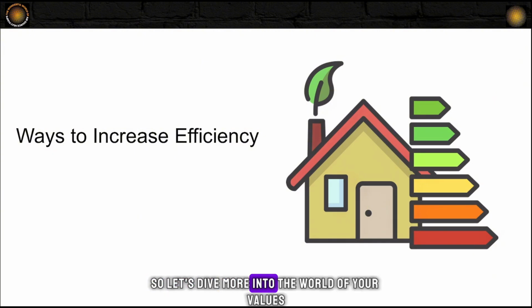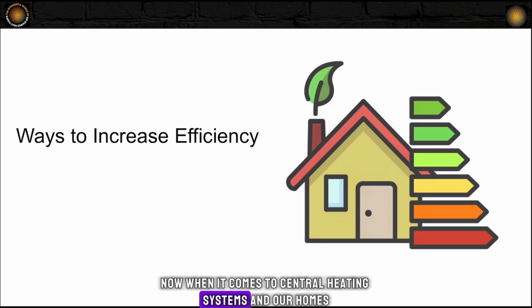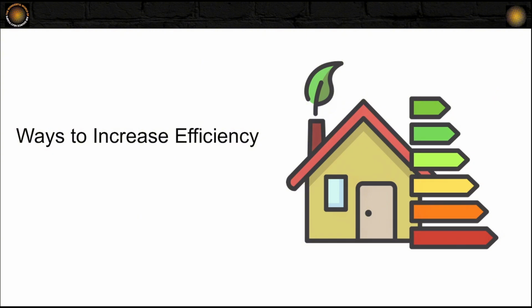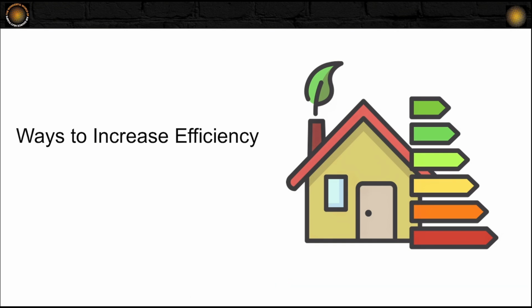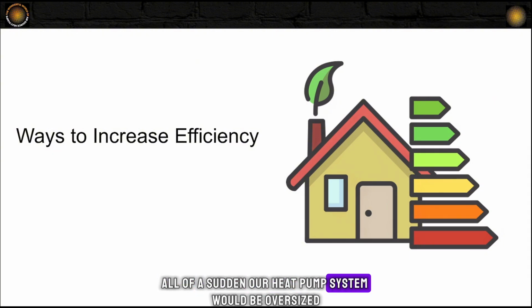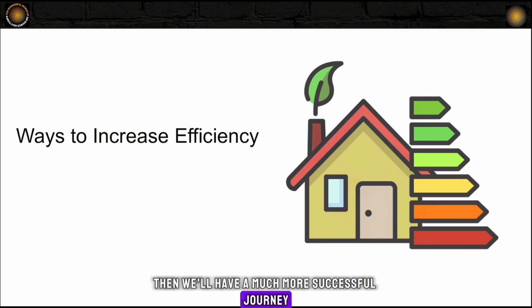So let's dive more into the world of U values. Now, when it comes to central heating systems in our homes, I'm very much an advocate of the fabric first approach. Now, what do we mean when we talk about fabric first? Well, it's all about the efficiency of our home. In my opinion, it's ever so slightly counterproductive to design our system as accurately as possible and then make efficiency improvements to our home. All of a sudden, our heat pump system would be oversized. So if we can max the efficiency of our home prior to heat pump design, then we'll have a much more successful journey.